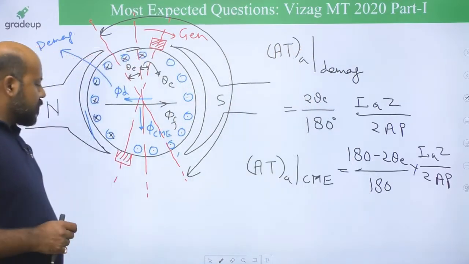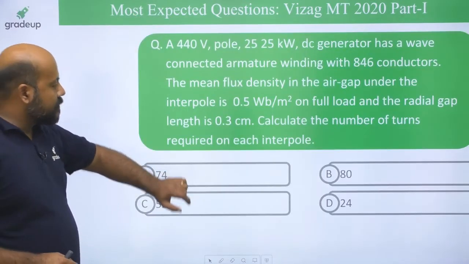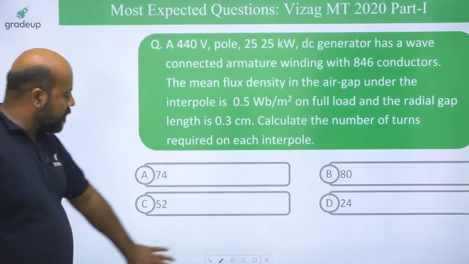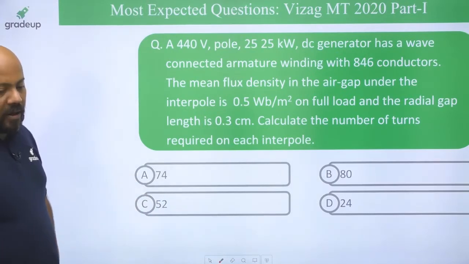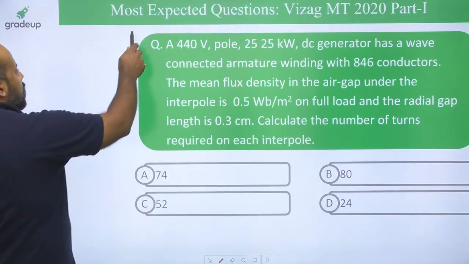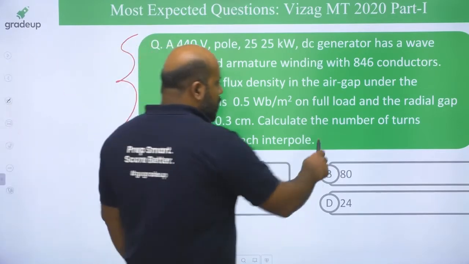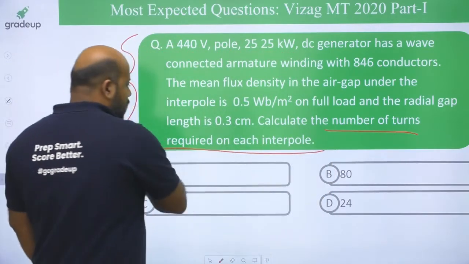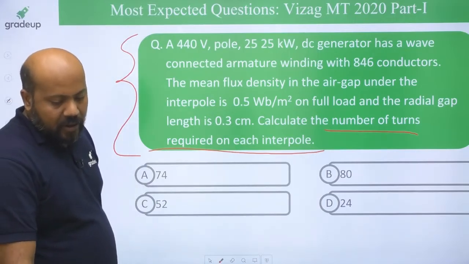Anyways, let us go to the next problem. I hope you can solve it. Read this question carefully and let us see what we are going to do. See, this question is asking about the number of turns required on each interpole.